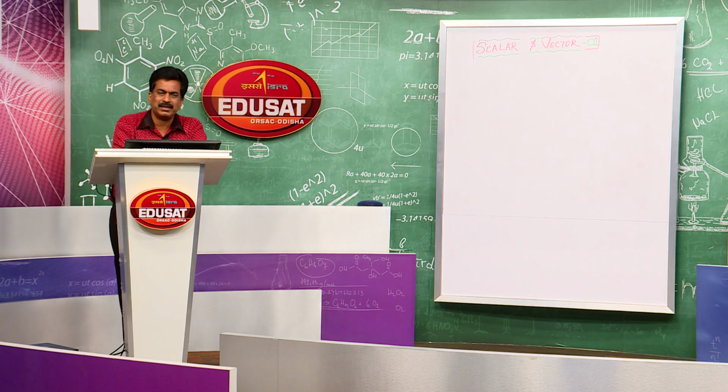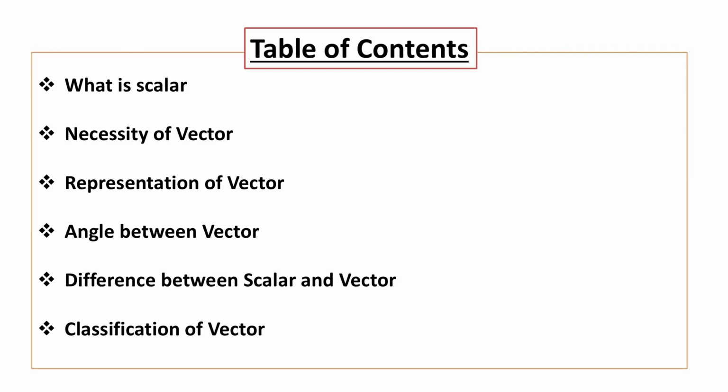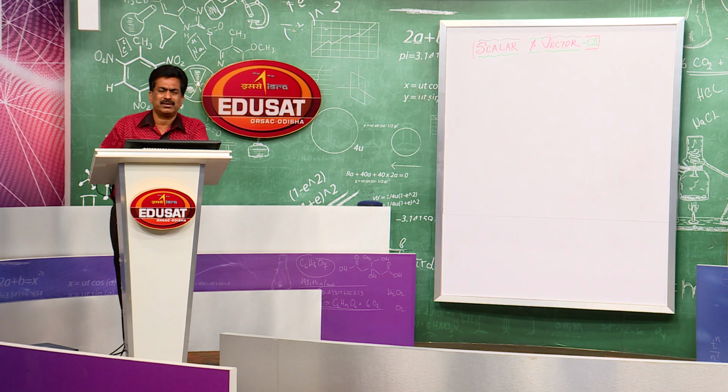If some necessary idea is not included, then we cannot say that with that definition it will be that type of physical quantity. So, in this chapter we are going to discuss what a scalar is, the necessity of the vector, the representation of the vector, the angle between vectors, the difference between scalars and vectors, and the types or classification of vectors. So, now we are going to discuss scalars and vectors.